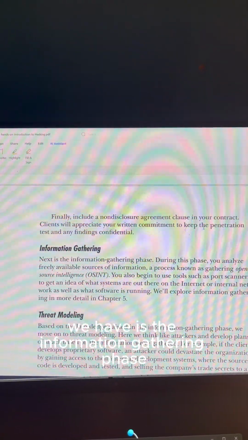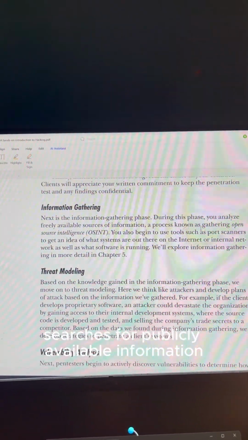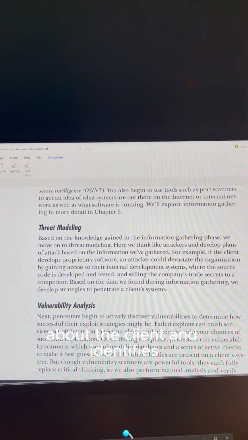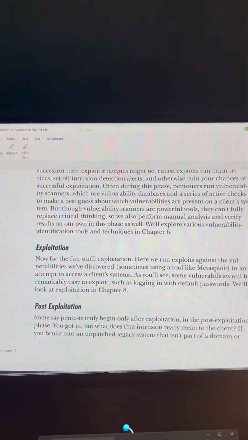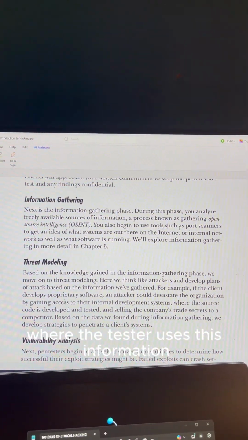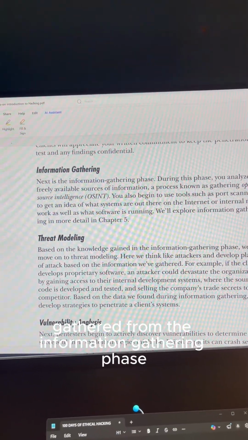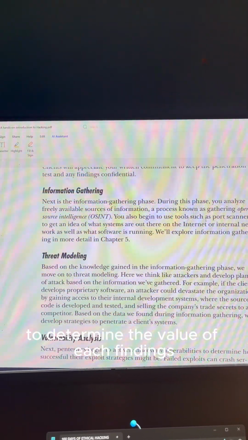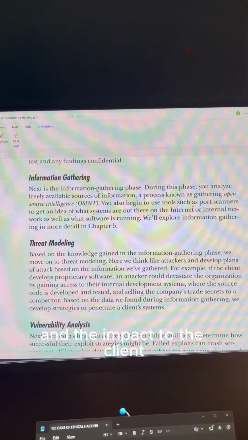And the next phase we have is the information gathering phase, where the pen tester searches for publicly available information about the client and identifies potential ways to connect to its system. And the next phase we have is threat modeling, where the tester uses the information gathered from the information gathering phase to determine the value of each finding and the impact to the client.